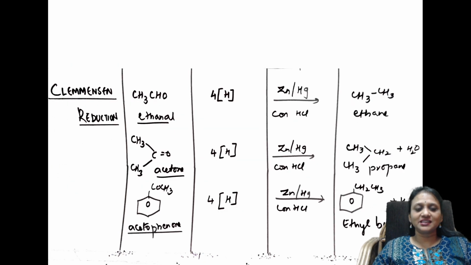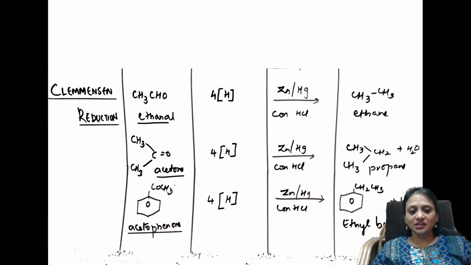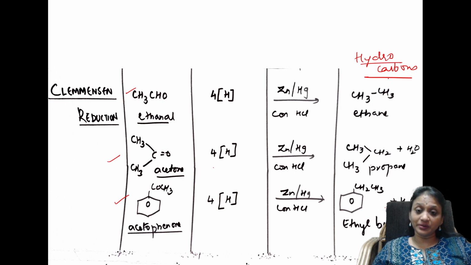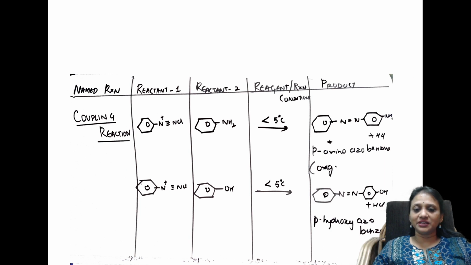Next, I have taken the next reaction, Clemmensen. So there are three possibilities, students. Ethanal, acetone, and acetophenone undergo Clemmensen reduction. When we say reduction, it is addition of hydrogen. For that, we are using zinc amalgam and concentrated HCl, where in all the three cases hydrocarbons are prepared. Correct? So Clemmensen reaction is used to prepare hydrocarbons. I think the page is clear. Next, I have done coupling reaction.